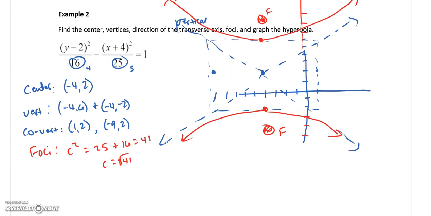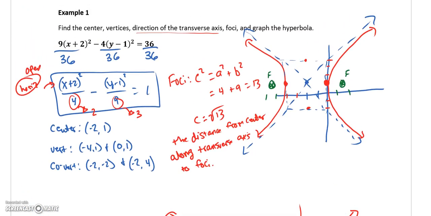Actually, I think we're going to skip 3. Let me go through one other thing. I didn't find the coordinates of the focus. So this root 41 from my center, I'm going up and down, so I'm going to modify the y coordinate. These will be located at negative 4, my center was negative 4, 2, and then I add and subtract root 41 for the foci. For example 1, I was adding and subtracting root 13. So my foci were located at, from center negative 2, 1, moving left and right, I'm adjusting the x value: plus or minus root 13, comma 1.